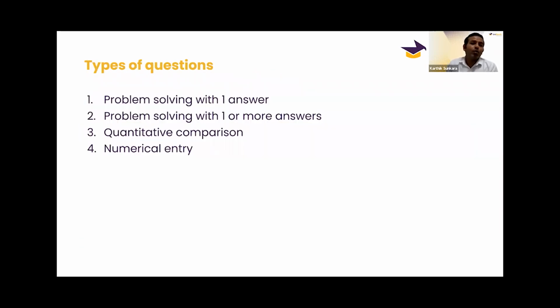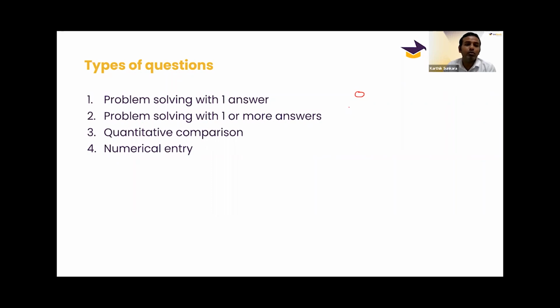Now, let's see the types of questions that we have in quantitative reasoning. There are 4 types of questions. The first one is problem solving with one answer. Next, problem solving with one or more answers. And next, quantitative comparison, and numerical entry. So problem solving with one answer, how do we identify it? If you have answer choices in oval shape, that means it is problem solving with one answer. You have exactly one answer.